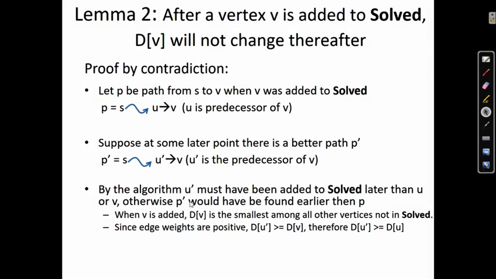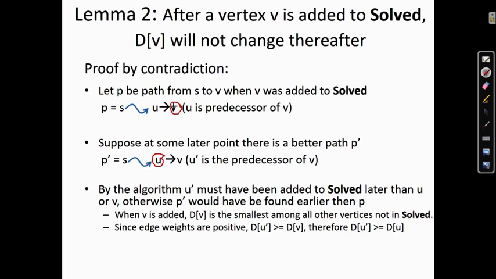Now, when v was added to solve, using this particular path, D of v must be the smallest among all vertices not in solve. That's how it works. That means that at the later point when u prime is added into solve, D of u prime must be bigger than D of v. Why? Because, number one, our edge weights are all positive.